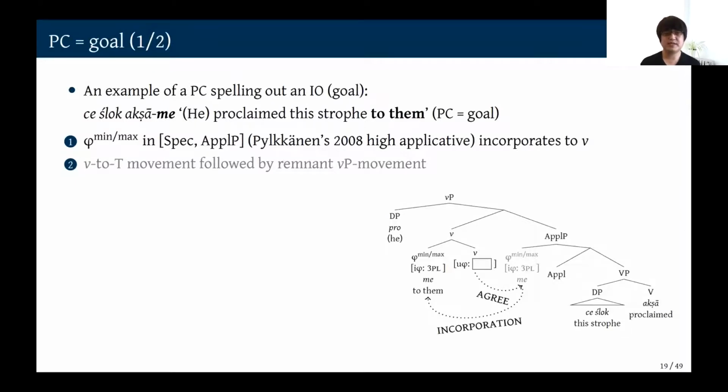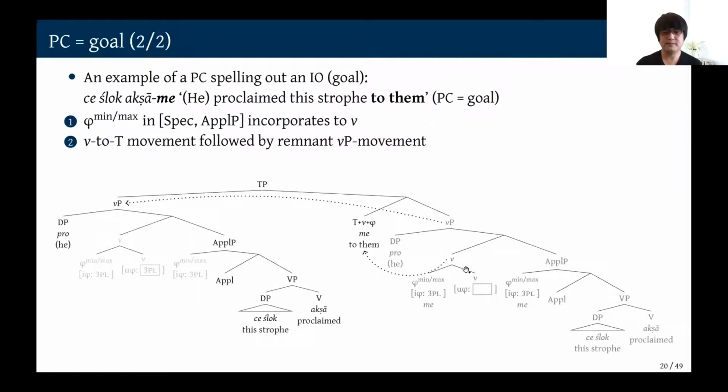The next example illustrates a sentence where a pronominal clitic spells out an indirect object: "he proclaimed this shrove to them." In this case, phi starts in the spec position of applicative P, and it undergoes agree and incorporation to small v. Then we have head movement of small v to T, and small vP undergoes remnant movement to TP. V-to-T, and then remnant movement: subject, direct object, verb, and an indirect object clitic.